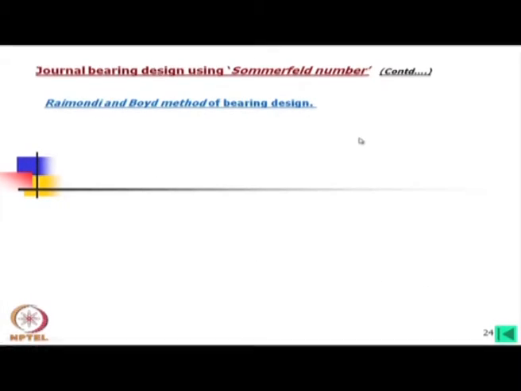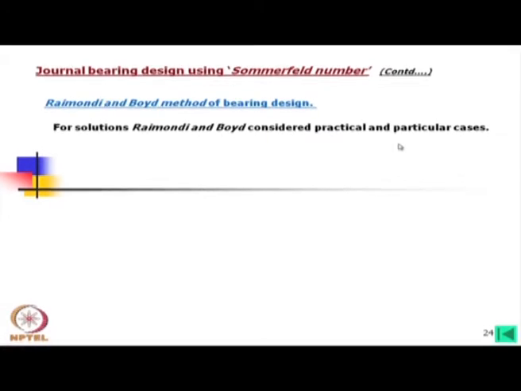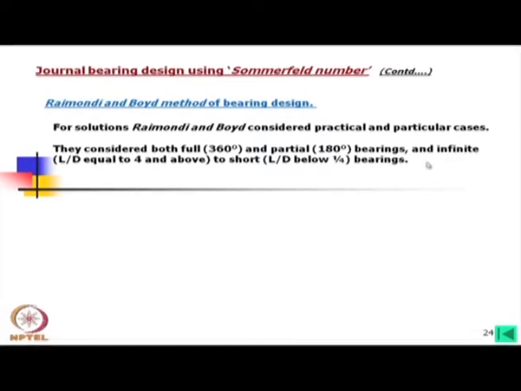Sommerfeld proposed that it can be written in this form, but again this is not a closed-form solution. So Raimondi and Boyd, the two engineers, developed some charts out of those equations. For solutions, Raimondi and Boyd considered practical and particular cases.